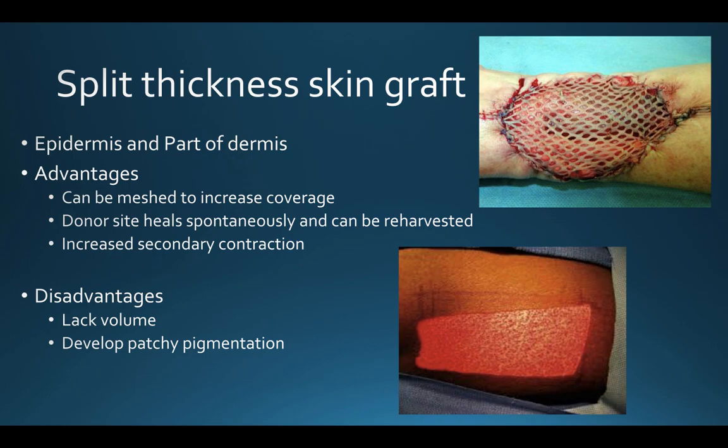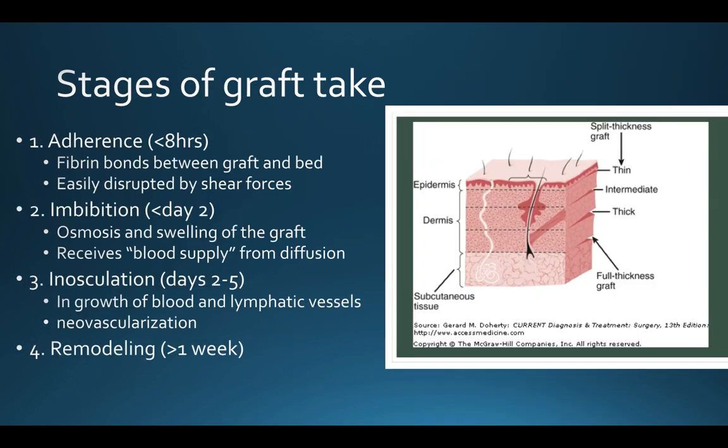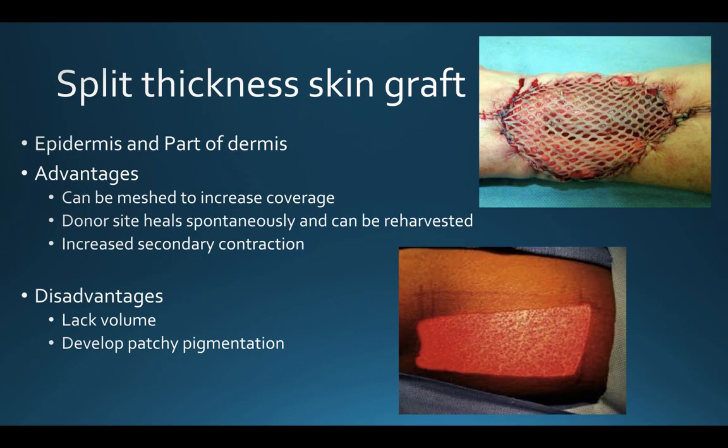So there's your split thickness skin graft, so it's your epidermis and part of the dermis, and as you can see here in this picture, you can either do a thin, intermediate, or thick-sized split thickness graft. Advantages are this can be meshed to increase the coverage. The donor site will heal spontaneously. You don't need to do anything else to it, and then you can actually reharvest from that same area once it has healed. Split thickness grafts do have increased secondary contracture as they're healing. And disadvantages are they lack volume, they're not very thick, there's not much there, and they can develop patchy pigmentation.